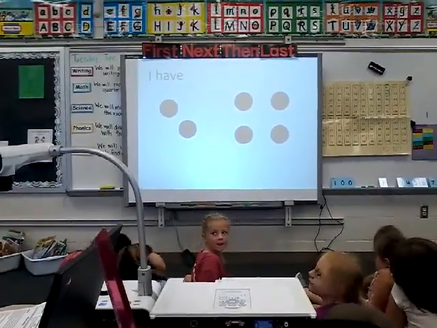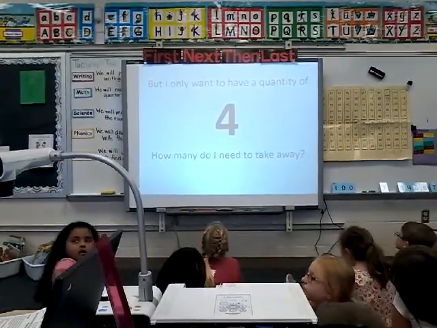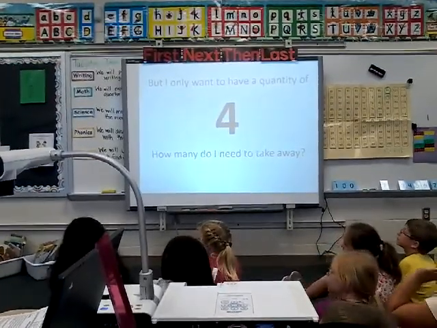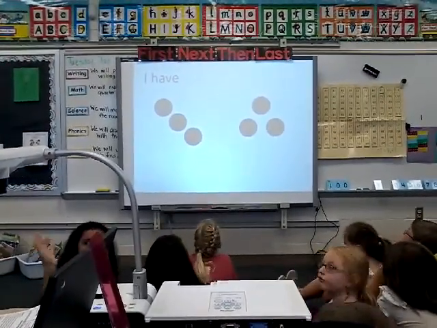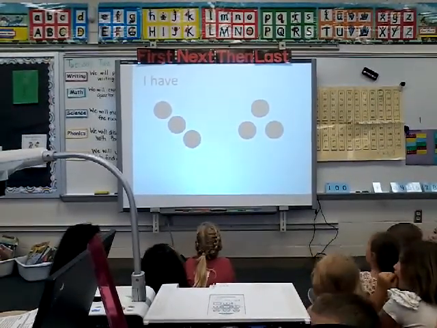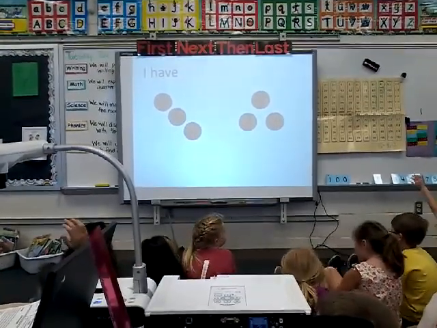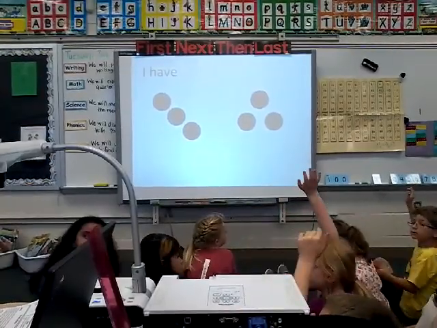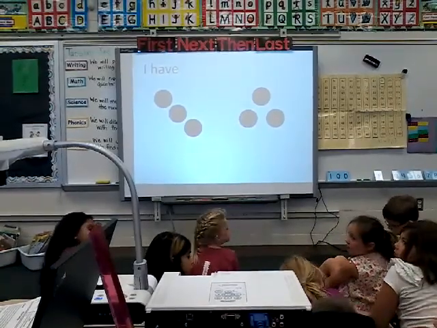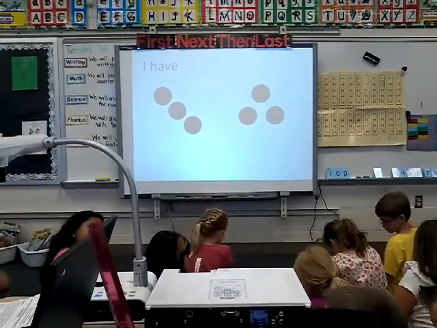I have this many. But I only want to have a quantity of 4. How many do I take away? One more. I have this many. How many is that? Everybody. 6. But you know, they don't look the same. How did you know that was 6? Because they're doubles. Because each has what? 3 dots. Mm-hmm. Even though they're in a different arrangement, they still are both 3, so it's still 6.